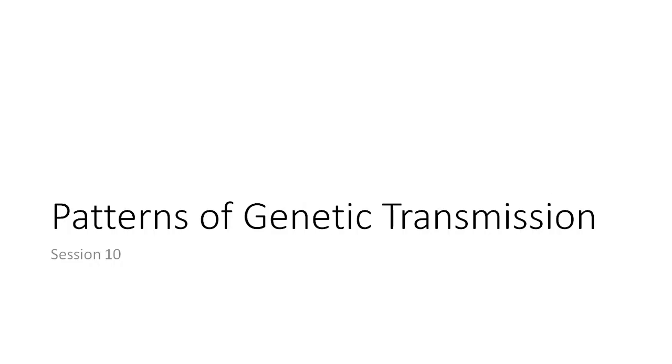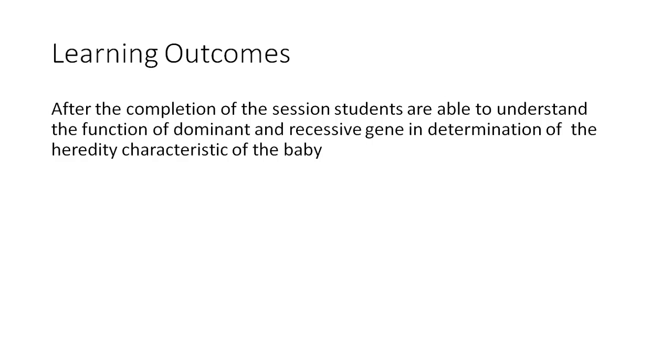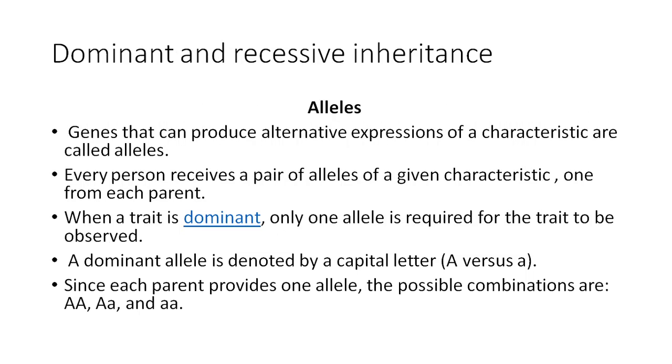Today's session is about patterns of genetic transmission. The objectives of the session are to describe the patterns of genetic transmission in the determination of characteristic traits of the baby, to describe the role of dominant and recessive inheritance. The learning outcome is, after the completion of the session, the students are able to understand the function of dominant and recessive genes in determination of the hereditary characteristics of the baby.